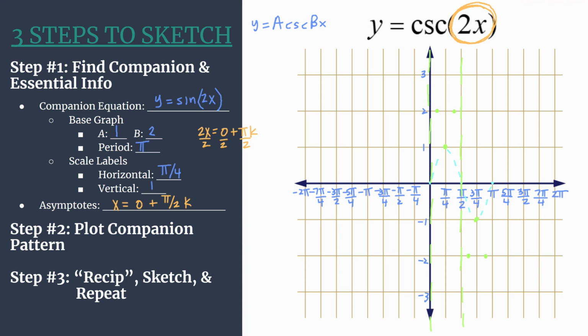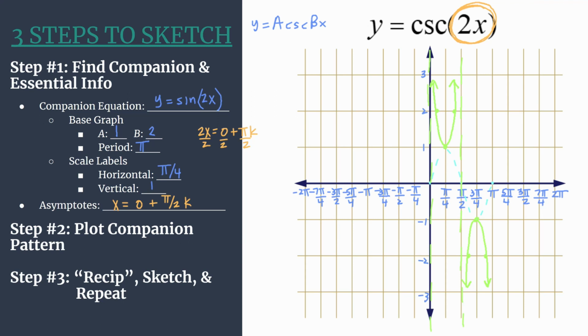So let's take a moment. This is one cycle of our final graph, y equals cosecant 2x. Let's go ahead and sketch this so we see what it looks like. We have part of the curve here and another part here. This is one full cycle, and we see it happens in the space of pi.